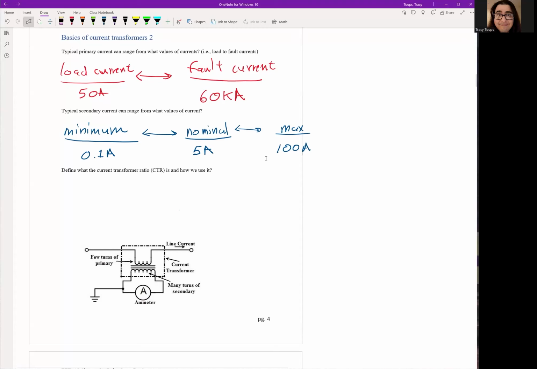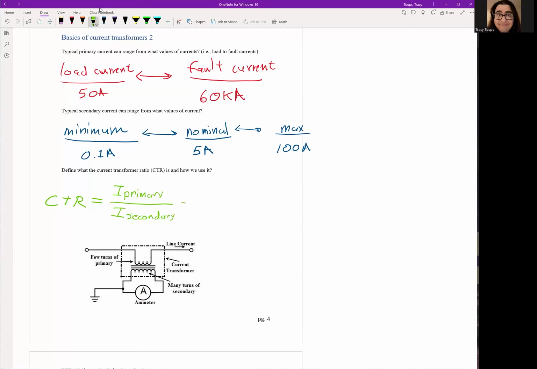Okay. So the question is, how do we relate these two? Well, we have something called a current transformer ratio, or CTR. This is basically the turns ratio of the transformer. Now we're going to simplify it. We don't have to go to N1 and N2. We just literally call it a CT ratio. And we say that the CT ratio is the primary current, I primary, divided by I secondary.